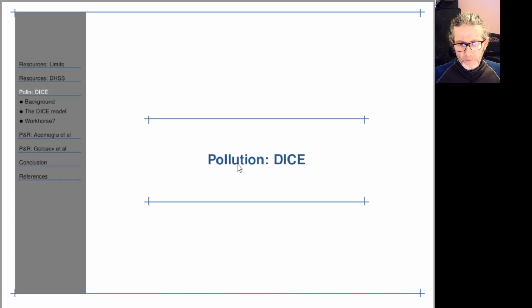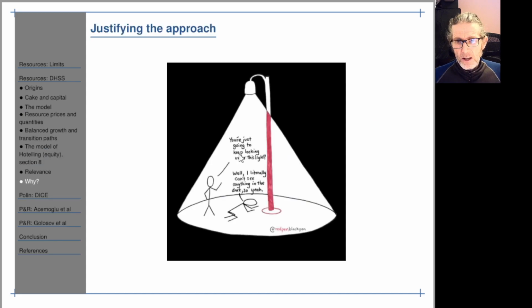Okay. That is the end of the discussion of the DHSS. Not a great workhorse model, unfortunately. So we want to put that to one side and look at other potential workhorse models.